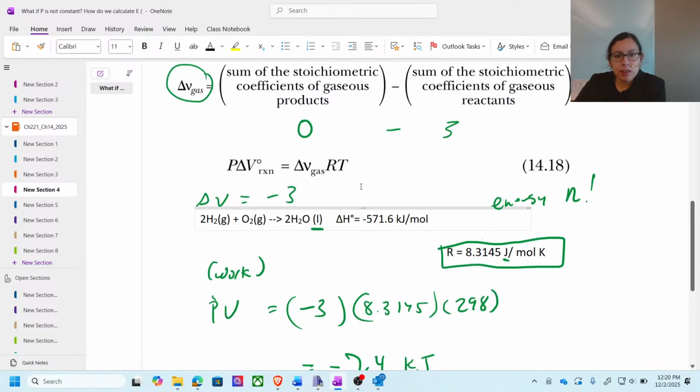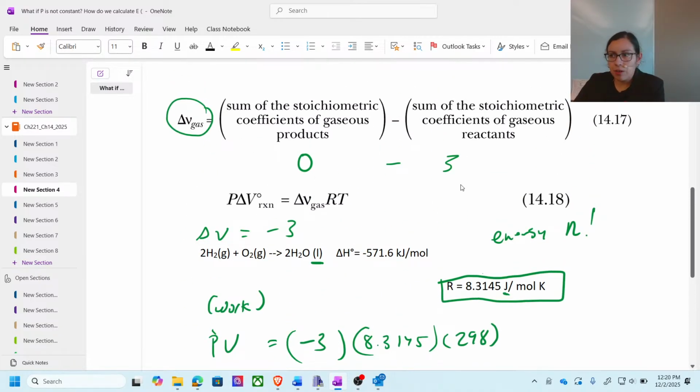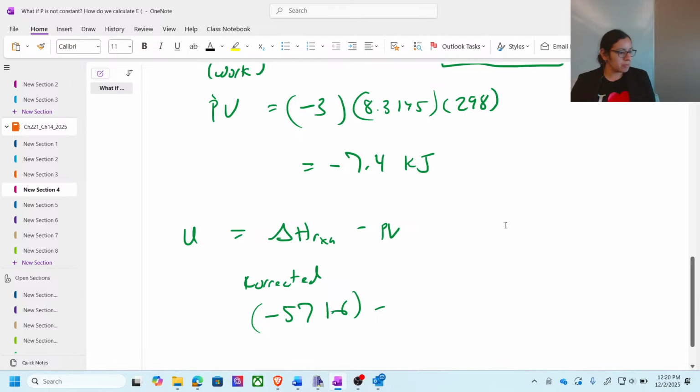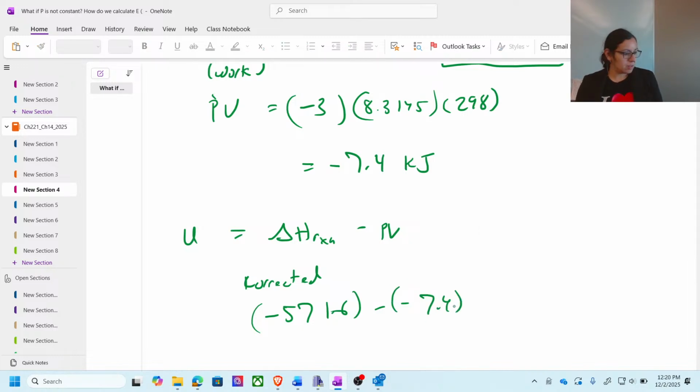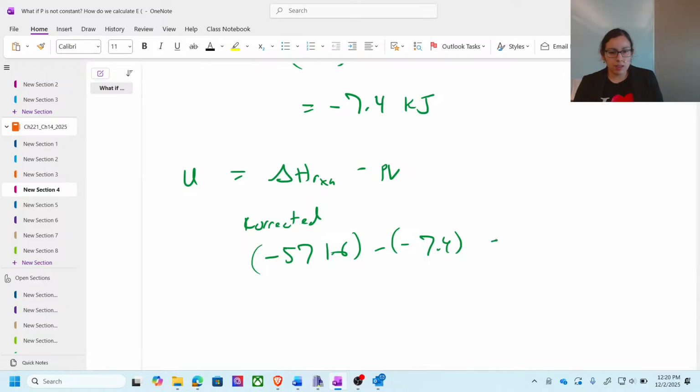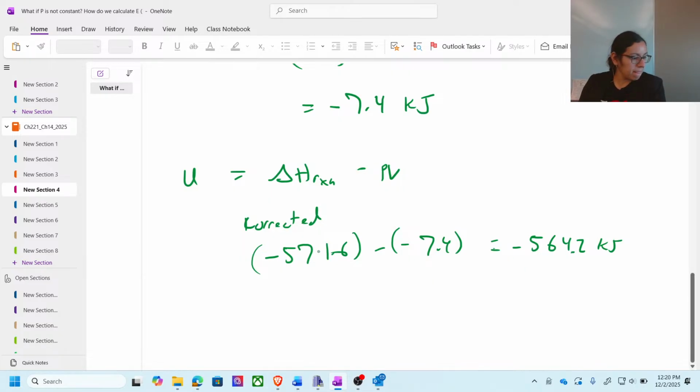And so again, we decrease, so that means work is going to be done on the system. So minus a minus 2. And so then we get a fairly small error, so 564.2 kilojoules. Sorry, I can't speak.